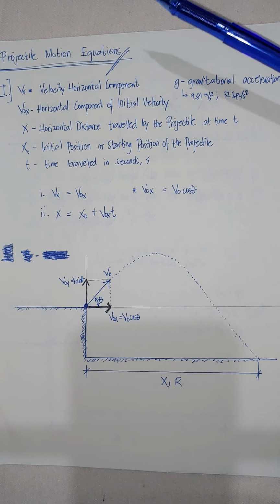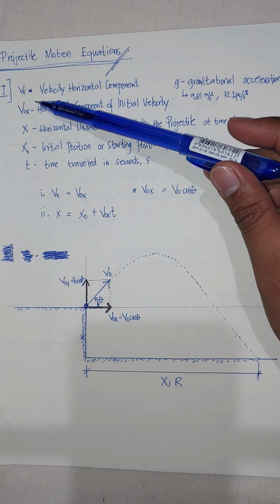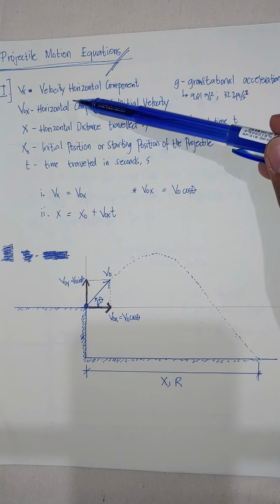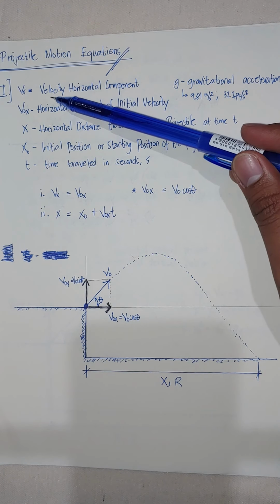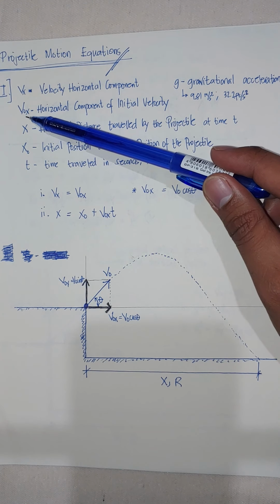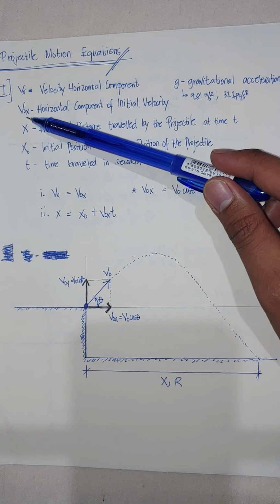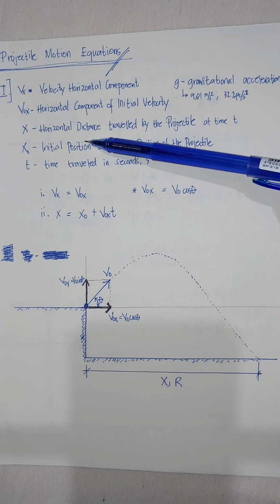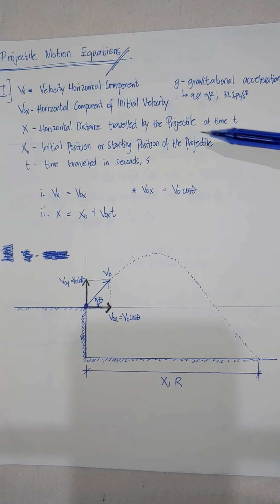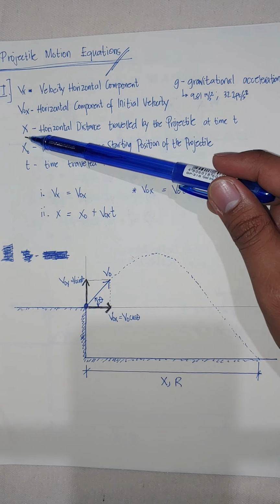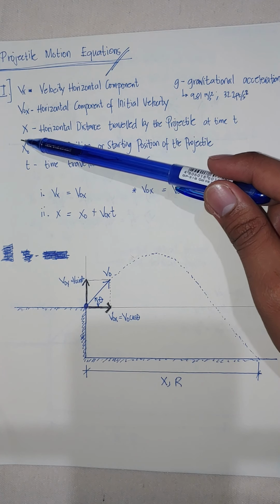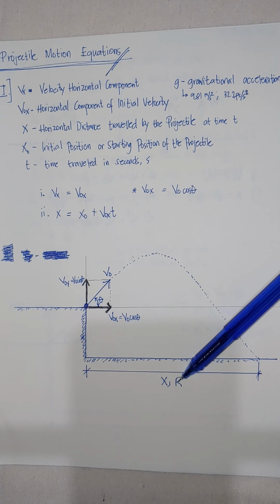So as you can see here, the symbols in our equation, we use Vx. It represents the horizontal component of the velocity. The Vox, or V naught x, is the horizontal component of the initial velocity. The x represents the horizontal distance traveled by the projectile at time t. So x at times can be used interchangeably with r, as you can see here. So r means the range.